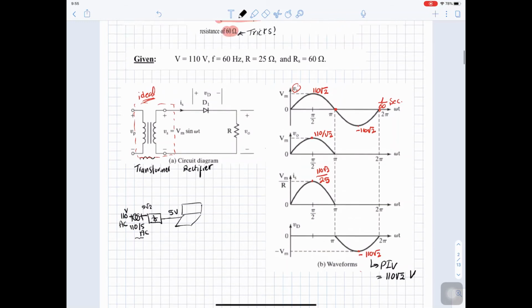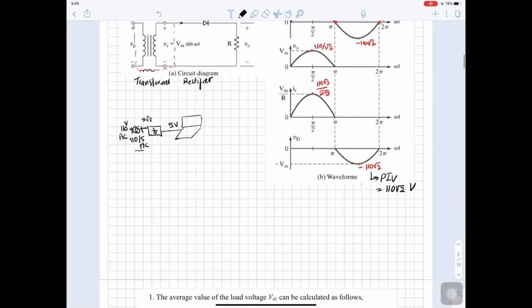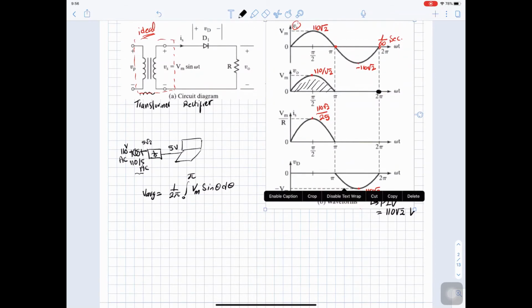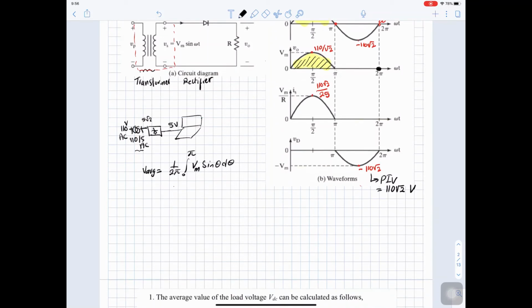So we did the sketch last time. This is a numerical example. Now, if we need to calculate V average, you have to write the average equation. The average is, the duration is 2 pi, and the integration is from 0 to pi only, because the wave is available from 0 to pi. And the wave is a sine wave, so it's V max sine theta d theta. So this wave here is a sine wave, which is the main supply wave. So the equation here will be V max over pi, which is 110 root 2 divided by pi volt.